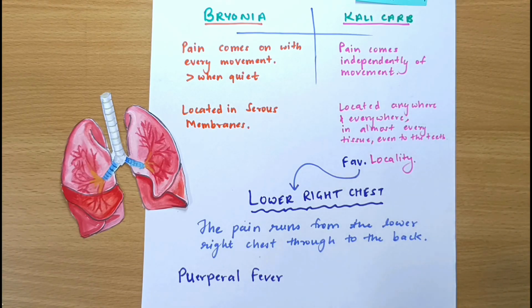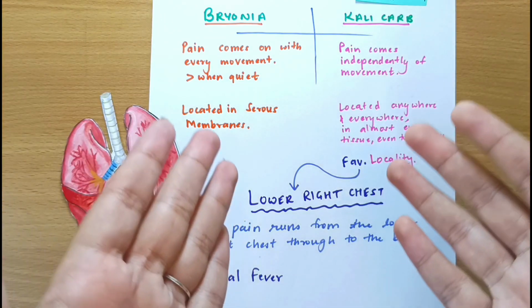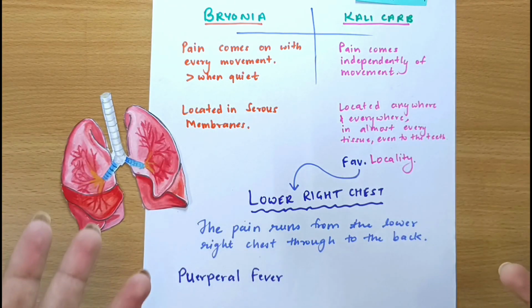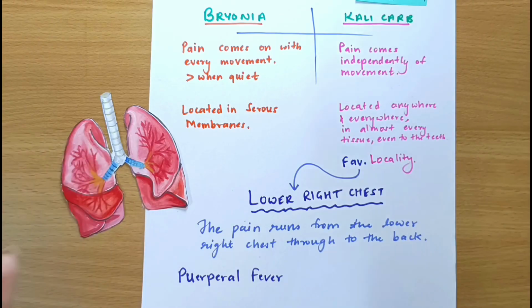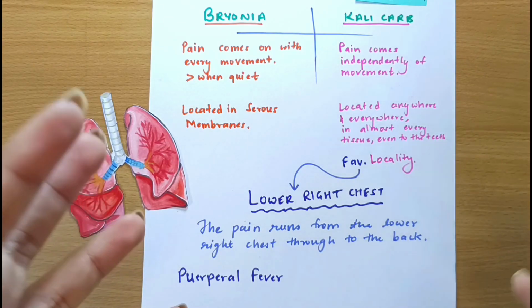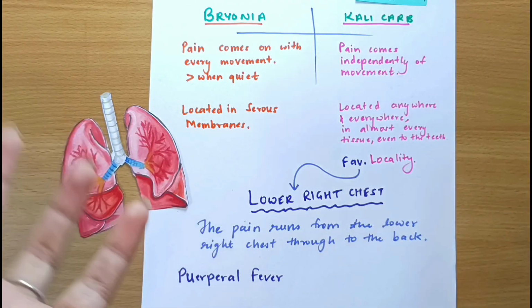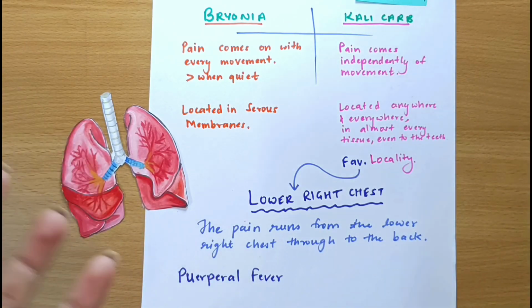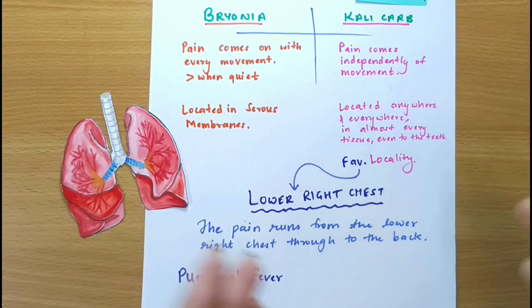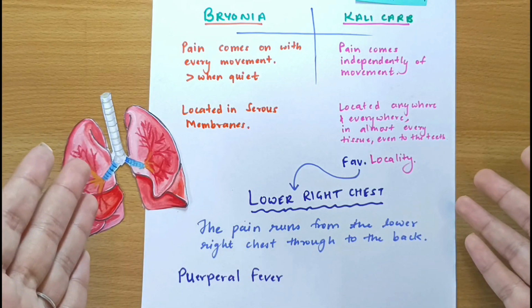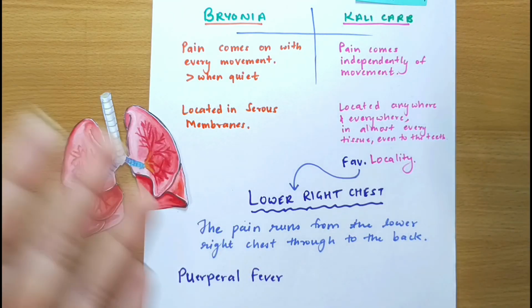Okay, although we should also remember that if the symptoms of Kali Carb are there, like there is this stitching kind of pain and the many characteristic symptoms that we are going to talk about in this whole video, if they are there and the location of the lesion or the pneumonia patch or whatever the pathology in the lung is on the right lung, then also Kali Carb will be indicated. But its favorite locality, if you ask Dr. Nash, it is lower right chest.